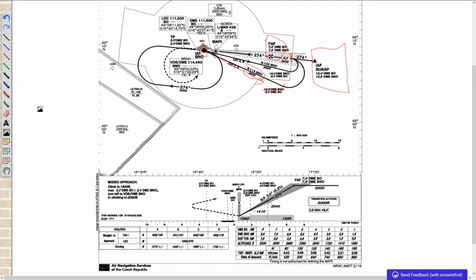So you are flying at 3000 feet until the final approach fix, and at the final approach fix you should intercept the glide slope, and then you should start descending at the 3-degree glide path, which is 5.2%. It is shown here on the lower image.